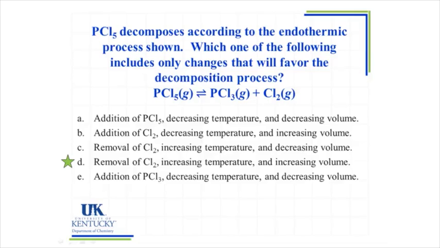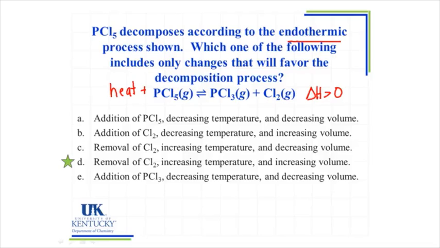Before we get started in looking at these changes, we want to first look at the information given in the problem, and we see that the reaction is endothermic, which means delta H is greater than 0, it's a positive value, and that means energy is being put into the system, which means heat is behaving as a reactant. So now we have heat plus PCl5 in the gas phase in equilibrium with PCl3 in the gas phase plus Cl2 also in the gas phase.